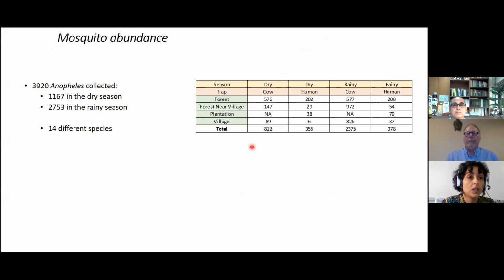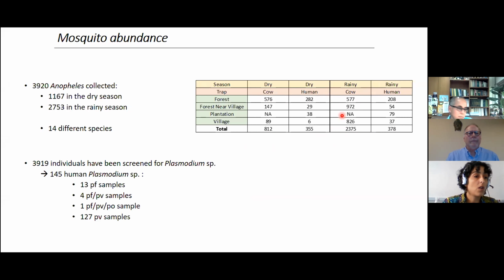What is interesting to note is that in the forest sites, you don't have much change in the mosquito numbers in the cow and the human baited traps between the dry and the rainy season. So the big difference is actually an increase in the numbers of Anopheles collected in the cow baited trap in the forest near the village and in the villages during the rainy season.